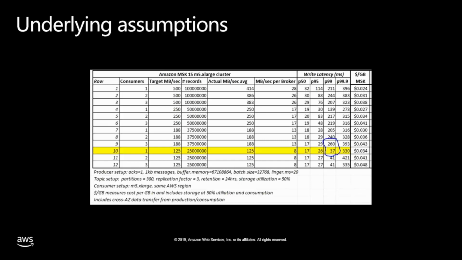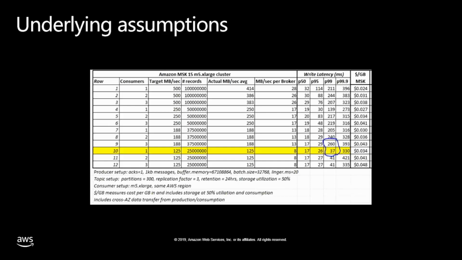There's also a number of variables we didn't test, like changing the broker type to, say, an M5 2xlarge, or using producer acks equals all. Nonetheless, we believe the results can be used to inform a general recommendation on how to provision a Kafka cluster.